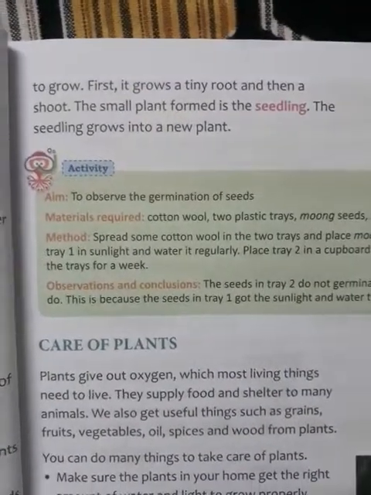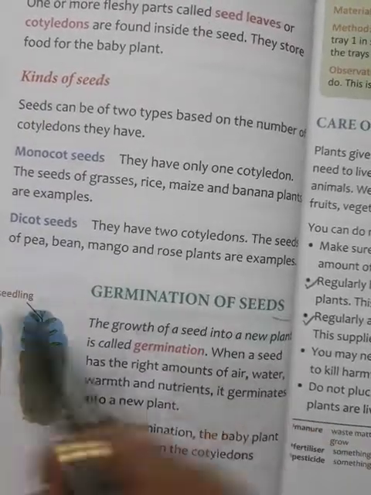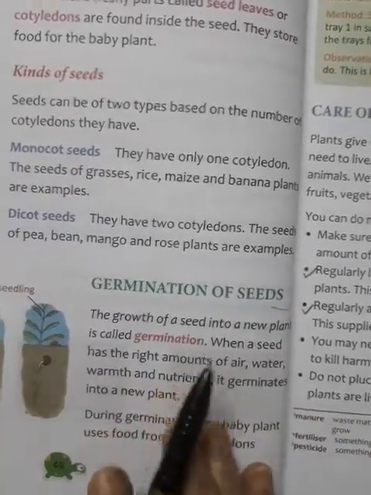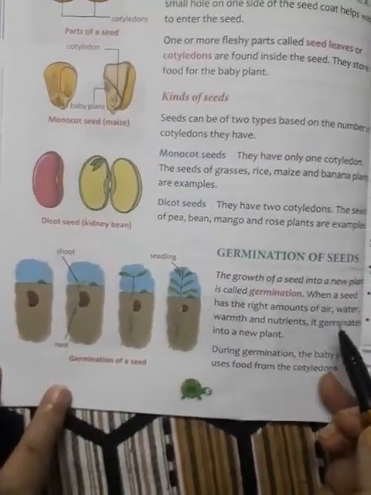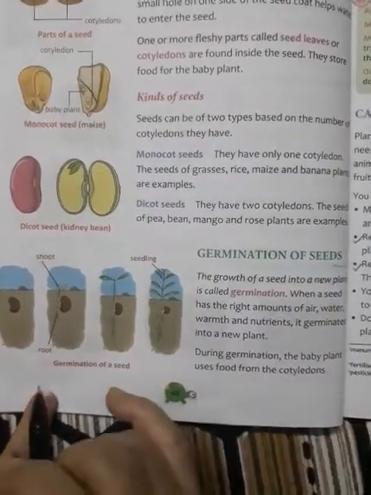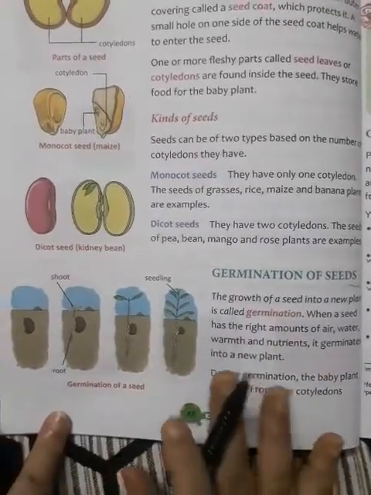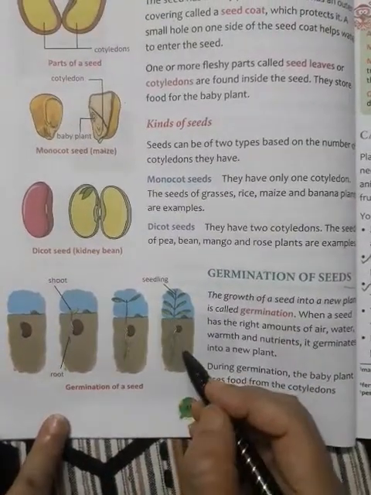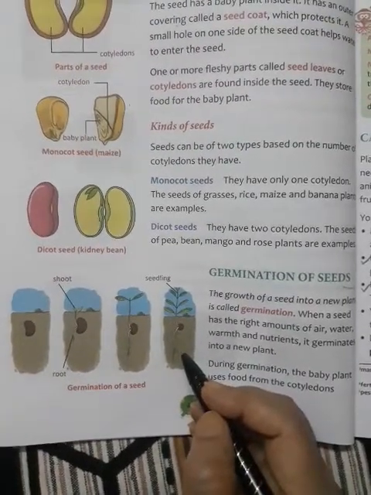So, germination is the most important part of the seed's life. When the seed is sown in the soil, it needs to have the proper conditions. Proper conditions means the right amount of air, water, sunlight and also the ground to germinate. If it gets all these conditions properly, then only the baby plant will come out from the seed and the new plant will grow.